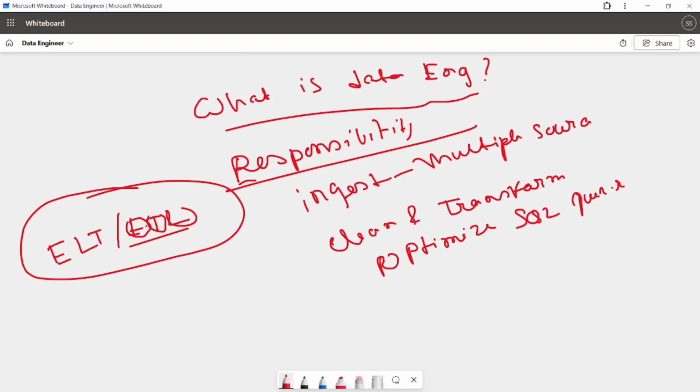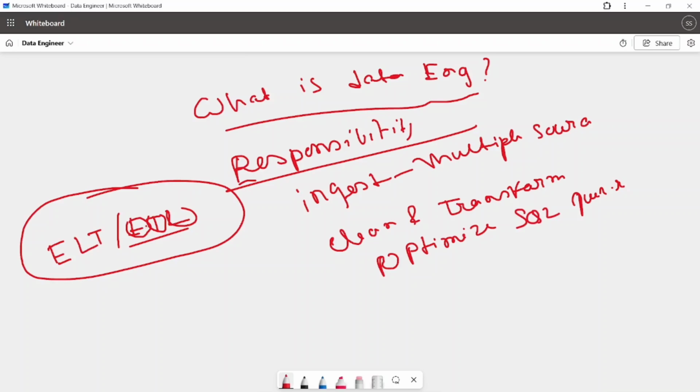ELT is also the same concept: extract, load and transform. Extract data, load it first into the data warehouse, then transform it inside the data warehouse. Both are the same concept only, don't get confused. So we saw the difference between ETL and ELT. I think you have understood this concept.